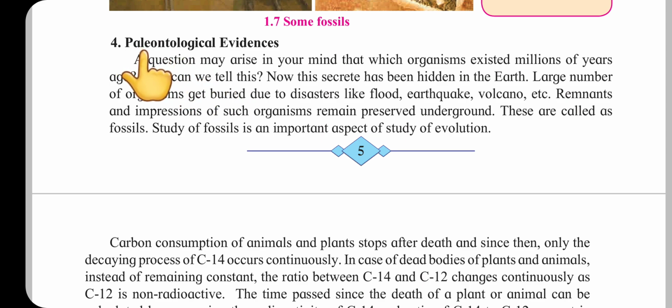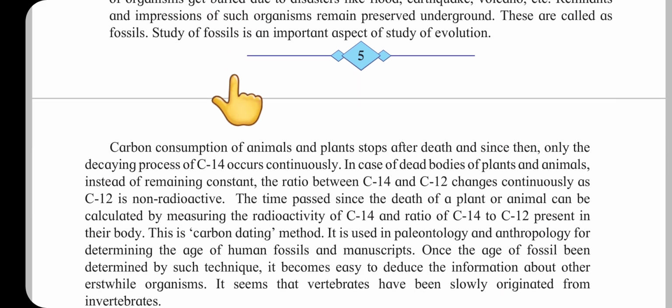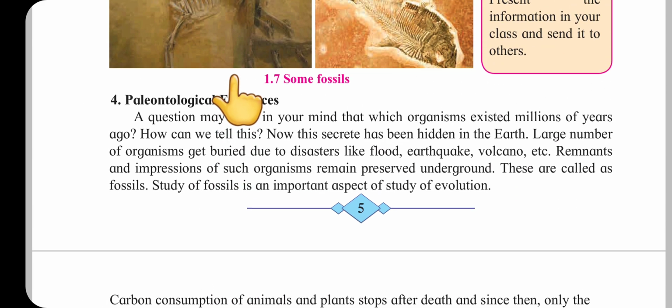Next we will learn the fourth evidence, that is paleontological evidence. This evidence is related to fossils. What is the definition of fossil? Remnants and impression म्हणजे खुणा, remnant म्हणजे शिल्लक राहिलेला भाग. Remnants and impressions of such organisms preserved underground are called fossils.